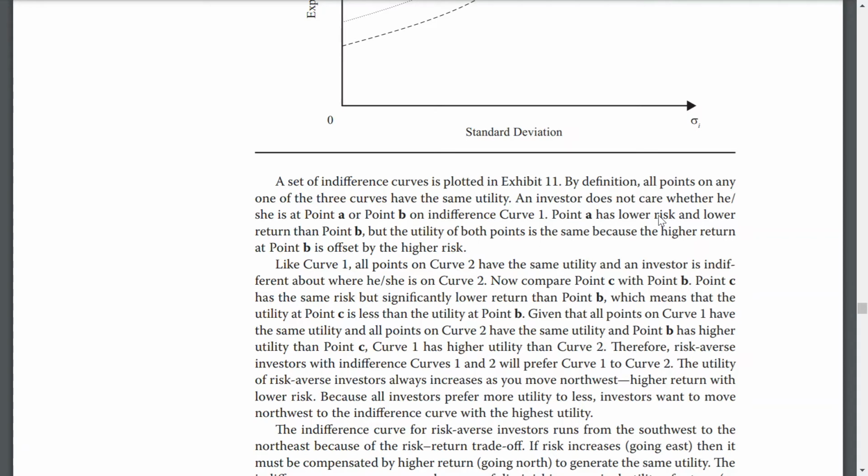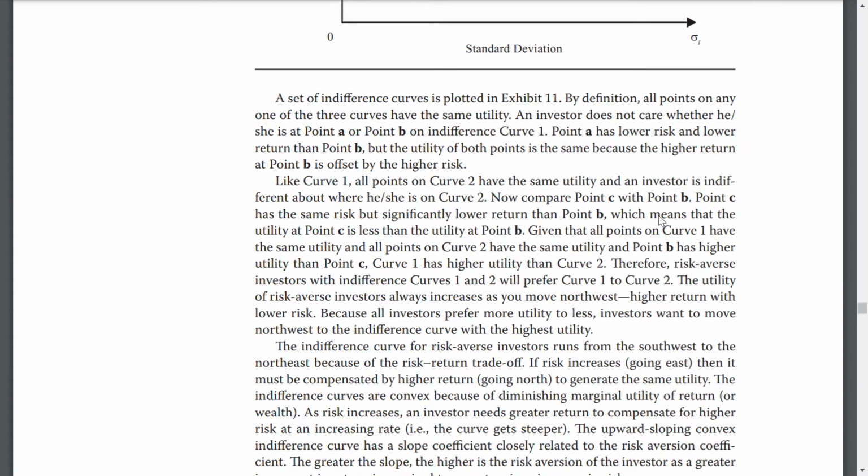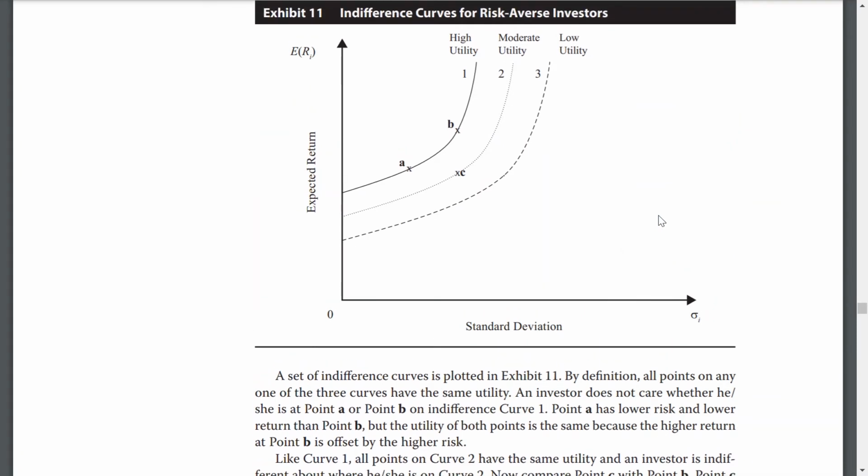All points on any one of these three curves have the same utility. An investor does not care whether he or she is at point A or point B on indifference curve 1. Point A has lower risk and lower returns than point B, but the utility of both points is the same because the higher return at point B is offset by the higher risk, like curve 1. So this is just the interpretation of the standard deviation and expected return between high, moderate, and low utility investments.